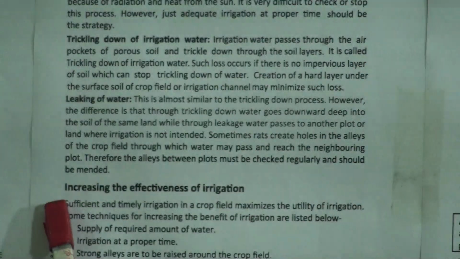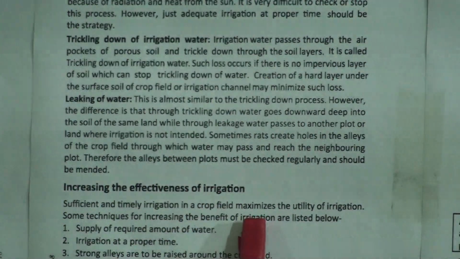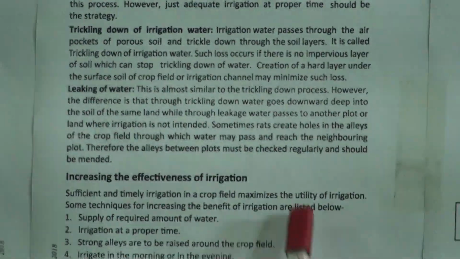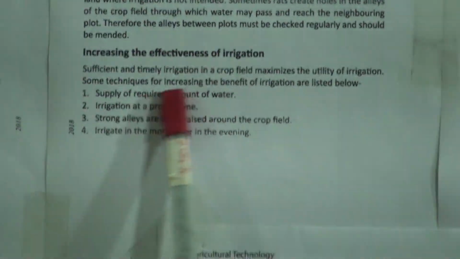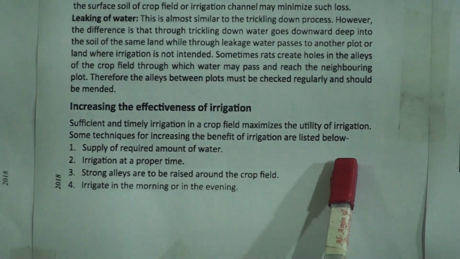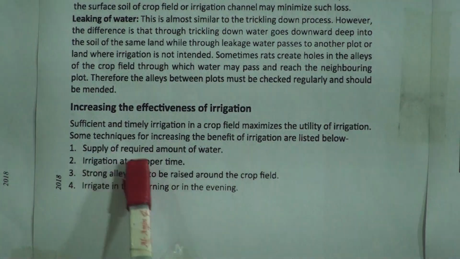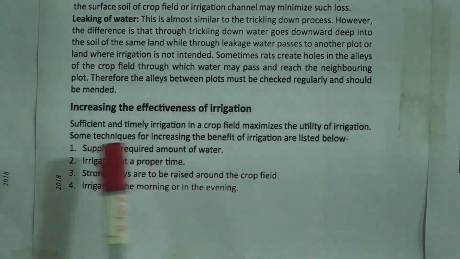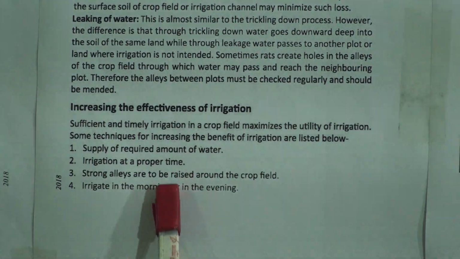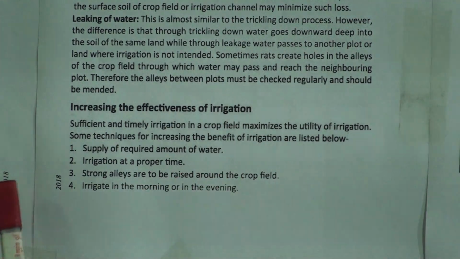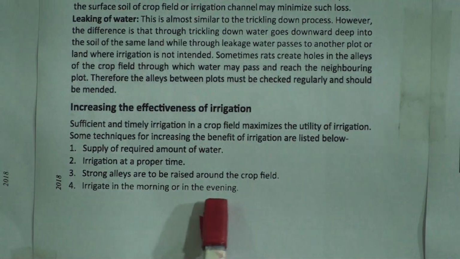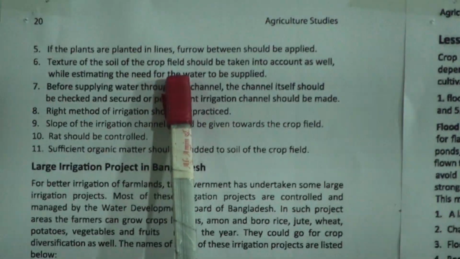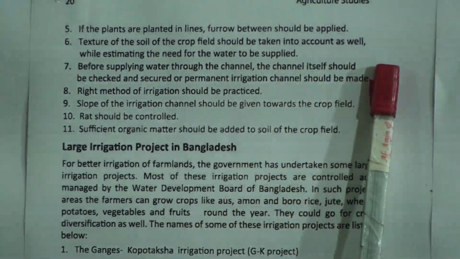Now we will know the importance of increasing the effectiveness of irrigation. Sufficient and timely irrigation in a crop field maximizes the utility of irrigation. Some techniques for increasing the benefit of irrigation are listed below. Number 1. Supply of required amount of water. Number 2. Irrigation at a proper time. Number 3. Strong alleys are to be raised around the crop field. Number 4. Irrigate in the morning or in the evening. Number 5. If the plants are planted in lines, furrows between them should be applied.